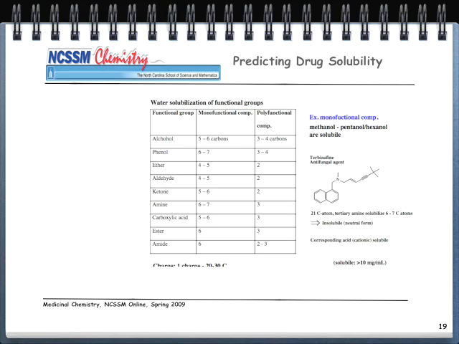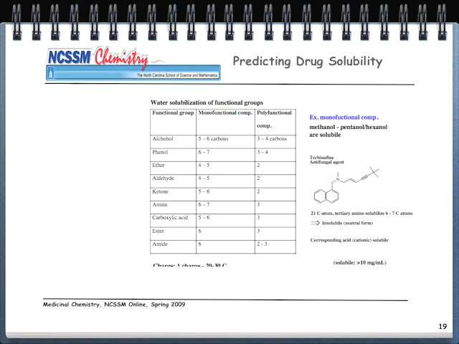Okay, so if you look down in this chart here, down the left-hand side, we have alcohols, phenols, ethers, aldehydes, ketones, amines, carboxylic acids, esters, and amides. And what this chart is saying, and I'll start with alcohol, and we'll do a couple examples, is if the drug only has one of these functional groups in it, then it is capable of dissolving 5 to 6 carbons. So let's do an example, and that may help a little bit.